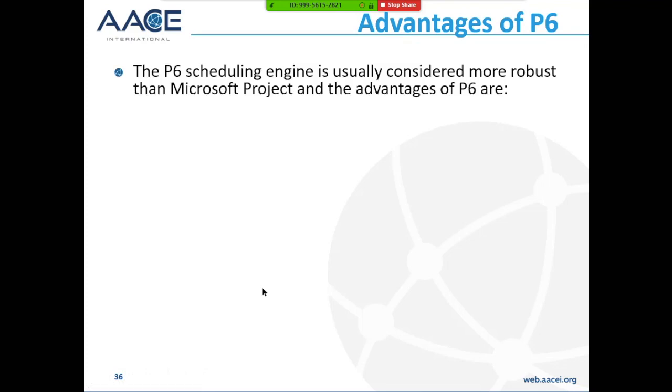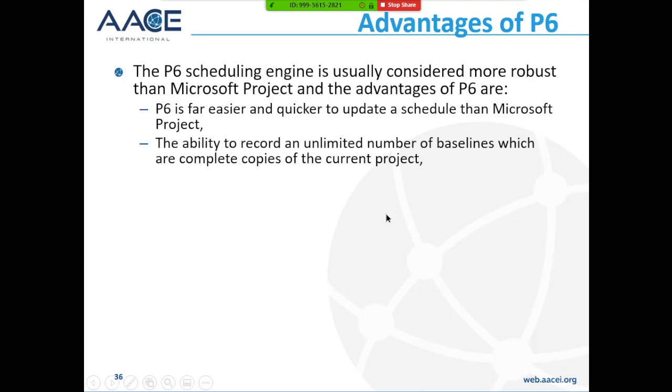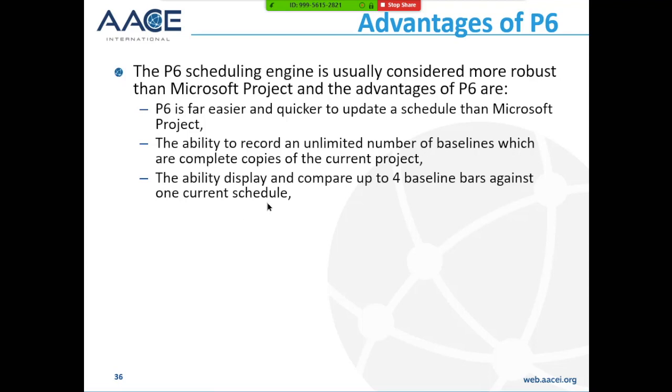So what are the advantages of P6? The P6 scheduling engine is usually considered the most robust, considered more robust than Microsoft Project. And the advantage of P6, it's far easier and quicker to update a schedule than Microsoft Project. It has the ability to record an unlimited number of baselines, which are complete copies of a project. It has the ability to display and compare 4 baseline bars.